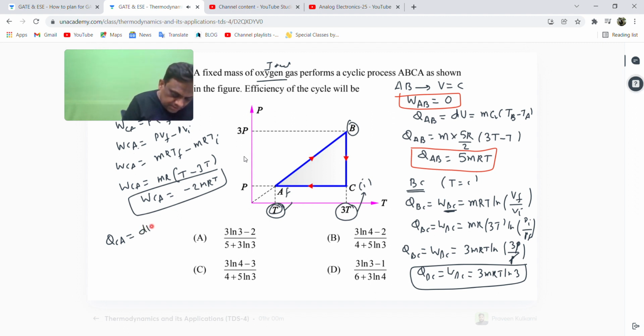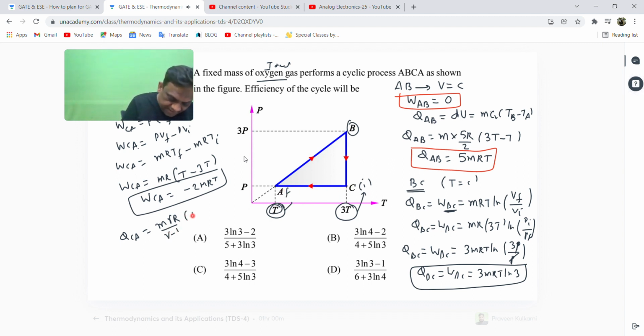du dw. Yes, you are right. MCPdT. So in a constant, yes, wonderful. Heat transfer in CA. CA is constant pressure, so MCP. What is CP? Gamma R by gamma minus 1, into T final minus initial.